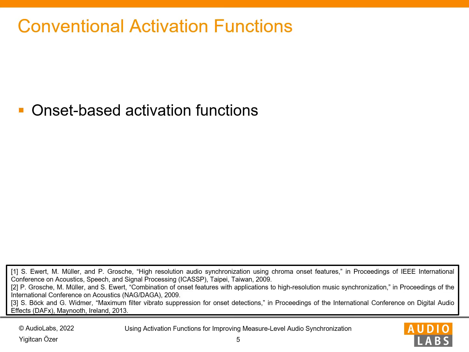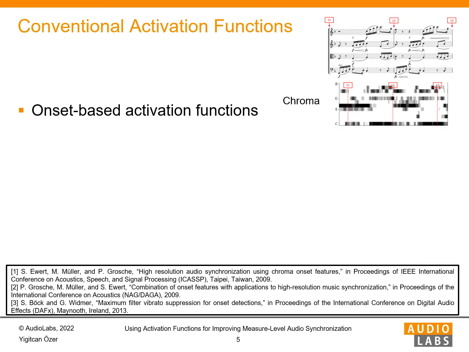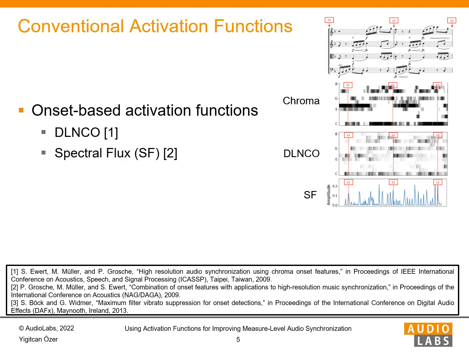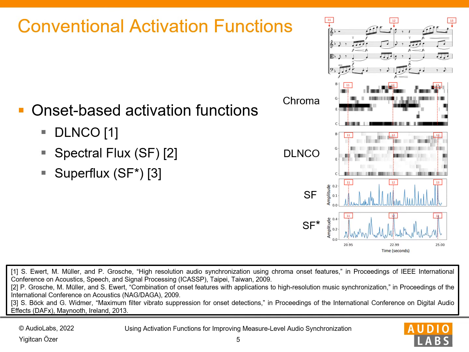First, we use onset-based activation functions. Here you see an excerpt from the score of the String Quartet No. 12 in F major by Antonin Dvořák and its corresponding chroma feature representation. As onset-based activation functions, we use the decaying locally adaptive chroma onset features, also known as DLCO, spectral flux, which is widely used for onset detection, and superflux, which is a modified version of the spectral flux and is especially suitable for music recordings with vibrato and soft onsets.